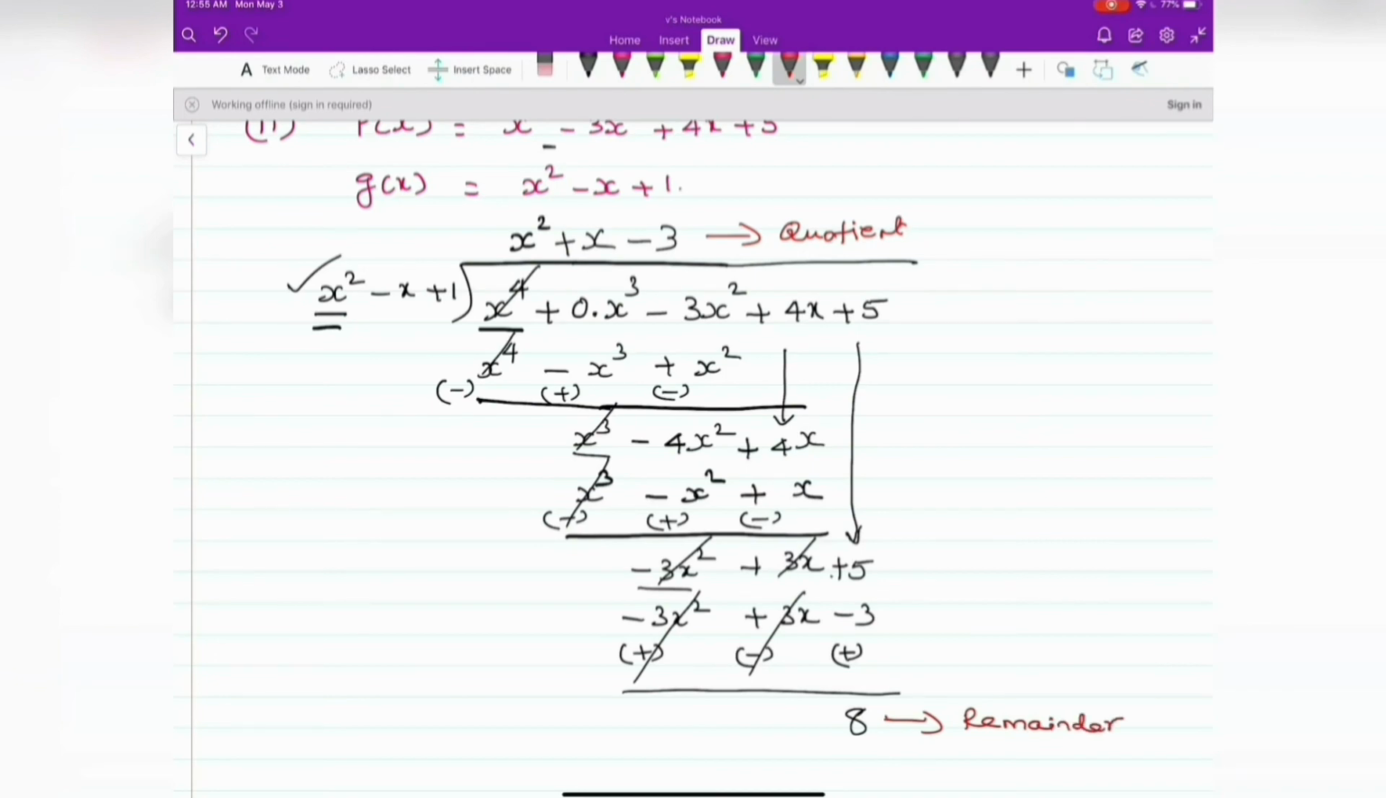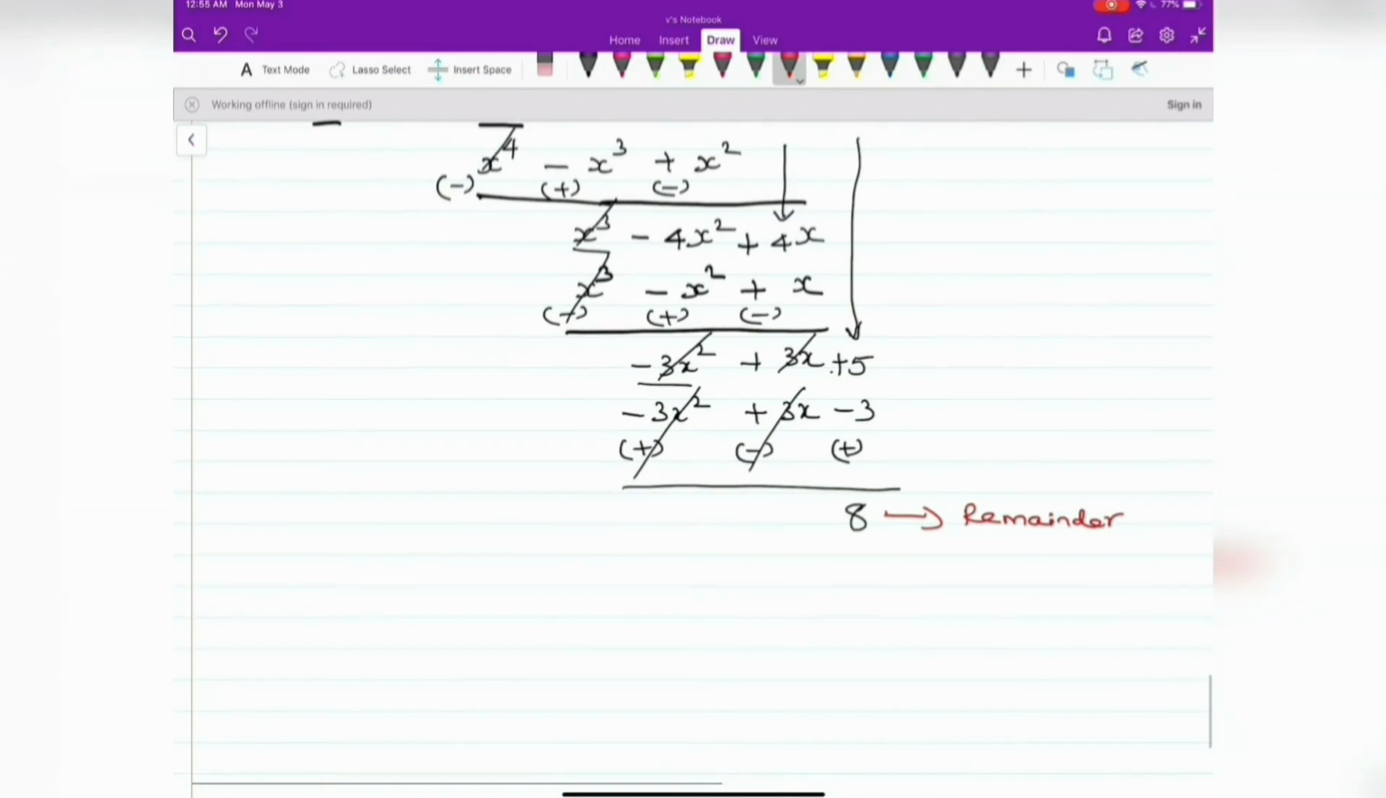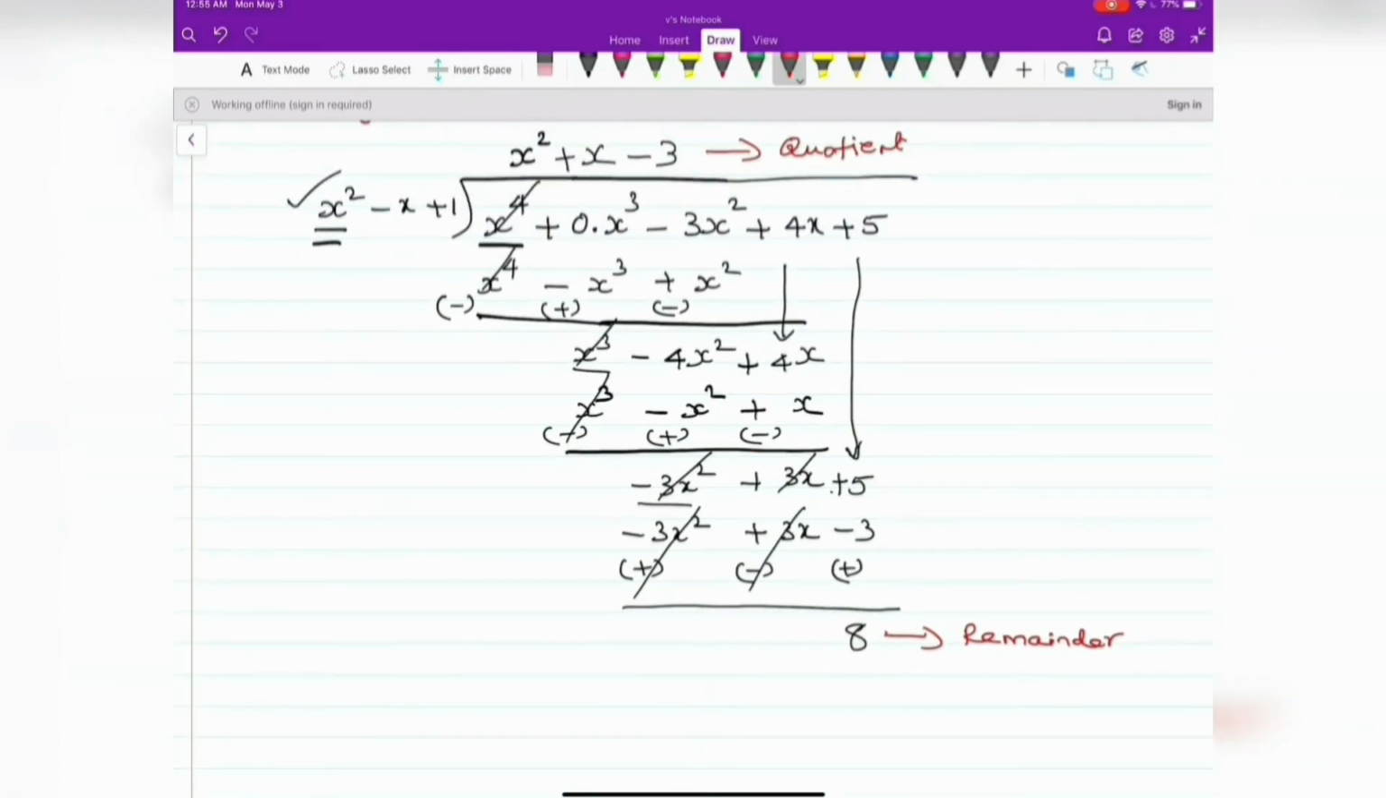I cannot divide further. The reason being 8 can be written as 8 into x power 0. So, the degree of x here is 0, whereas the degree of the divisor is 2. So, the degree of the remainder is lesser than the degree of the divisor. So, I have to stop the division process. I cannot proceed further. Okay, that point should be kept in mind. Even if you get the remainder as 0, you have to stop it.